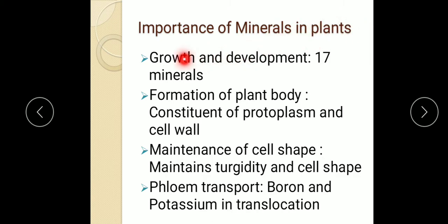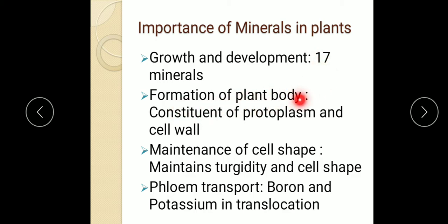Now we will see the importance of minerals in plants. Minerals are necessary for plants due to the following reasons. First, they are required for growth and development. About 17 minerals are essential for the growth and development of plants. Just some examples, we have just seen macro and micronutrients. So they are required for growth and development.